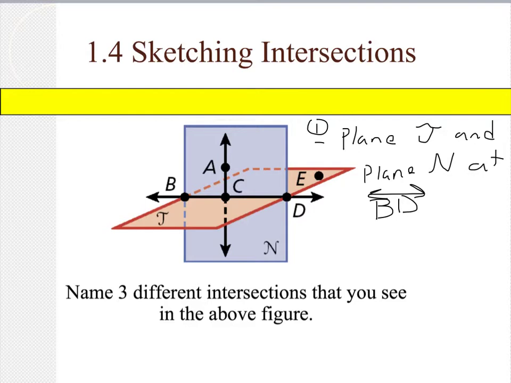Okay, the second intersection that I see, or another one, I notice that line AC intersects, ooh, almost misspelled it, line BD at point C. Okay, that's the second one.